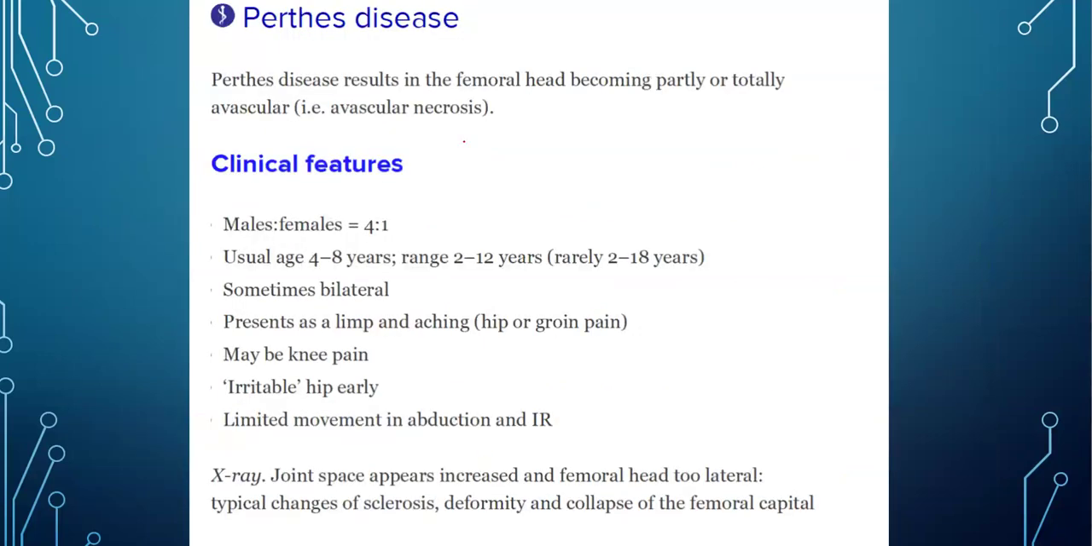Next, Perthes disease. Perthes disease is avascular necrosis of the femoral head. So if the femoral head becomes necrosed, it's common in male children between 4 to 8 years. The child will come to you with hip pain and limping, and they will also have difficulty doing certain movements, especially abduction and internal rotation.